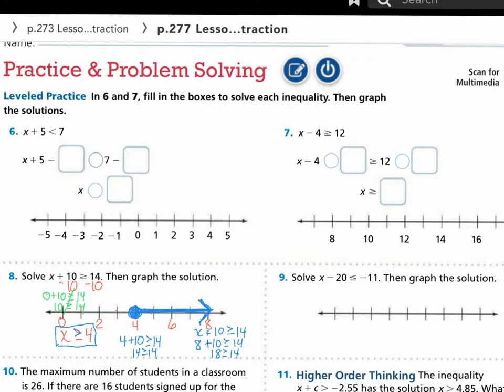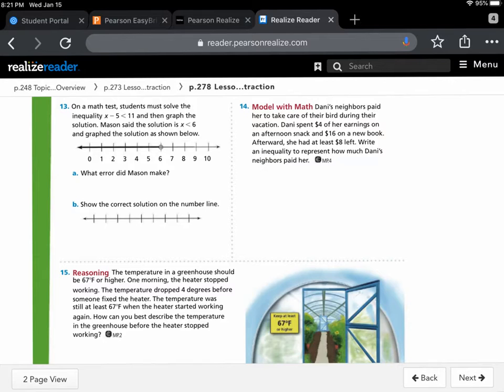I think I'm going to show something different other than number 9. So let me show a different problem. So here's number 13 from page 278. And it says, on a math test, students must solve this inequality, x minus 5 is less than 11, kind of like the math test you'll have next week. And then graph the solution.